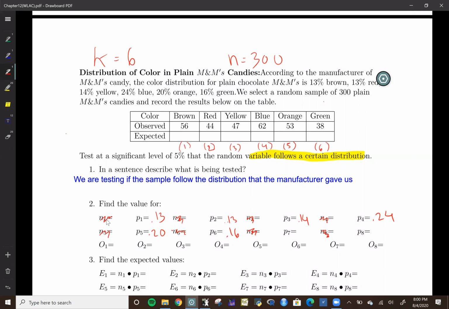Okay, so now we're going to put O1. O1 just represents the observed value for brown. So of the 300 candy, how many of them actually turn out to be brown?